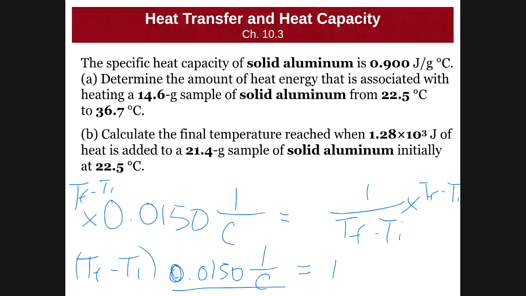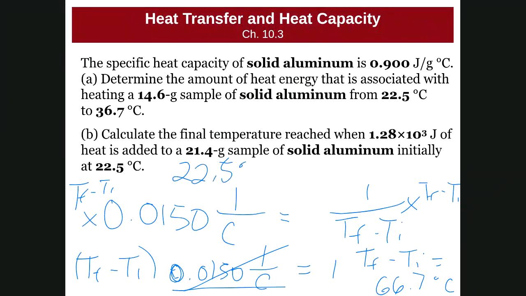And that gives us T final minus T initial is equal to 66.7 degrees Celsius. So the difference between the final and the initial temperature, the change in temperature, is 66.7 degrees Celsius. So we just have to add 66.7 degrees Celsius to our initial temperature to find our final temperature.